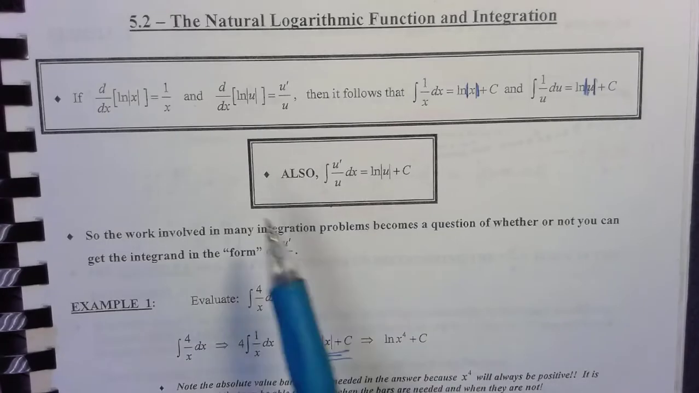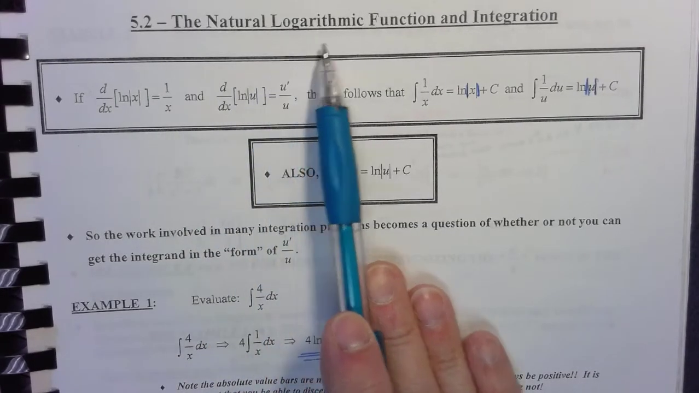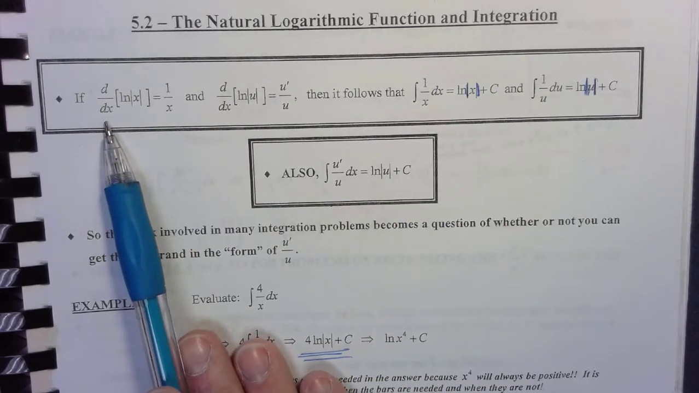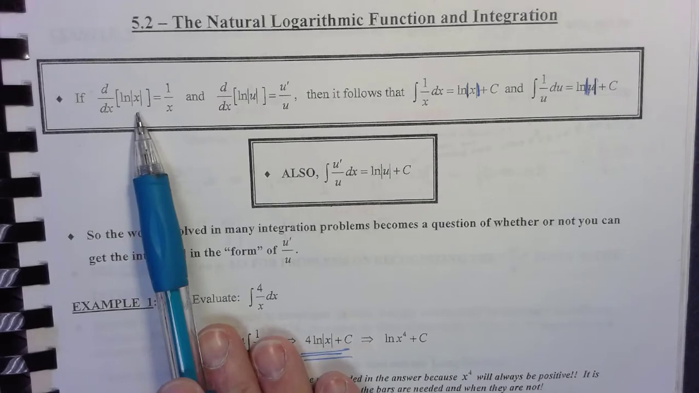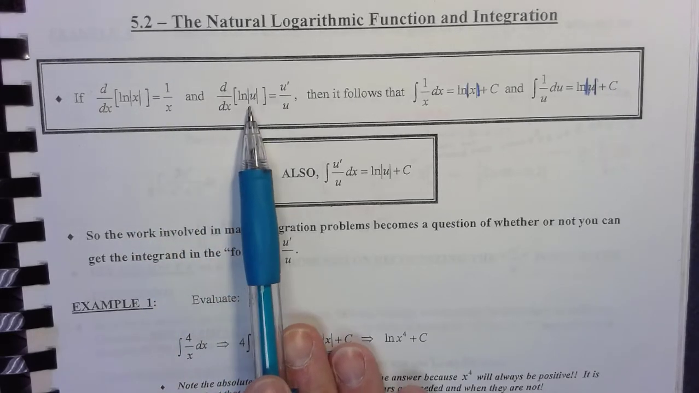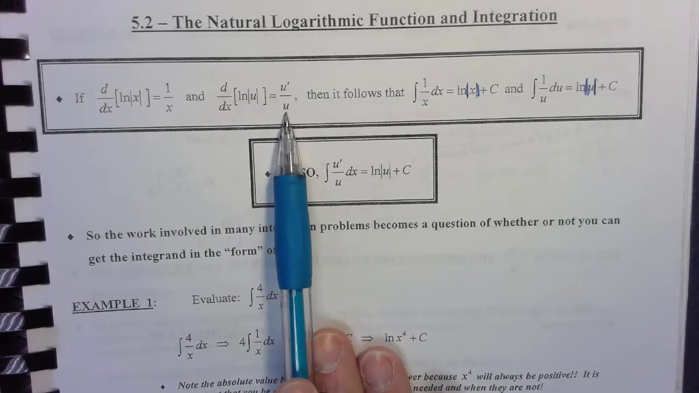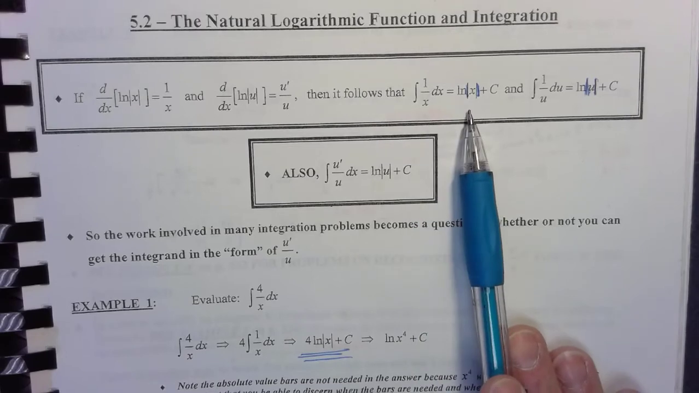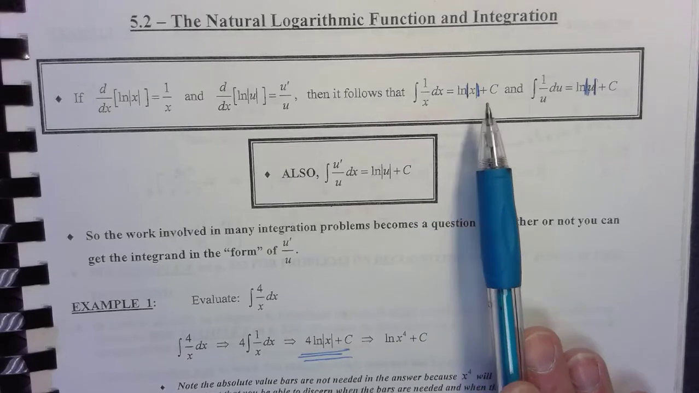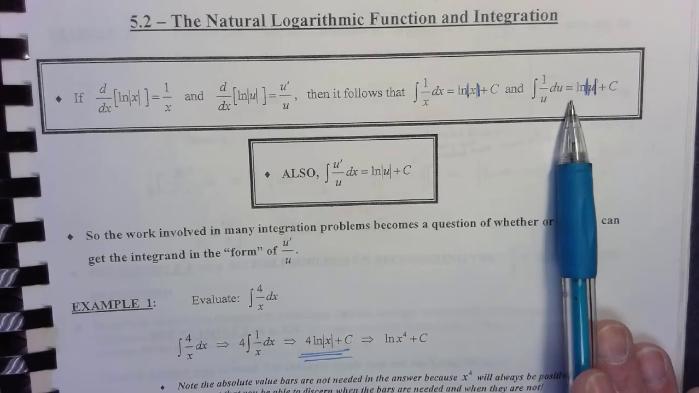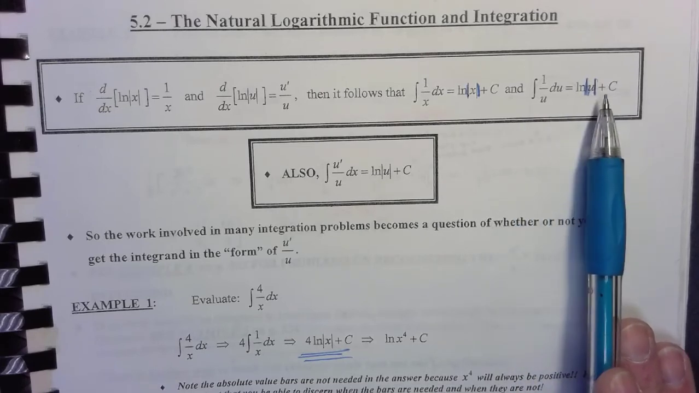Part 2, the natural logarithmic function and integration. Now, if the derivative with respect to x of ln of the absolute value of x is 1 over x, and the derivative with respect to x of ln of absolute value of u is u prime over u, then it follows that the integral of 1 over x dx is the natural log of the absolute value of x plus c, and the integral of 1 over u du is the natural log of the absolute value of u plus c.